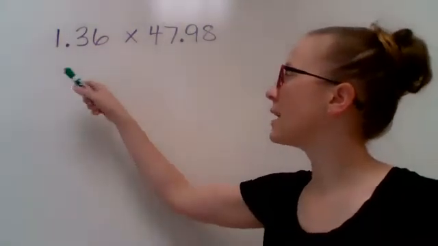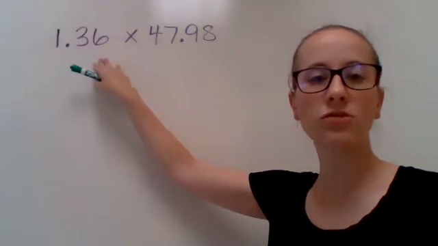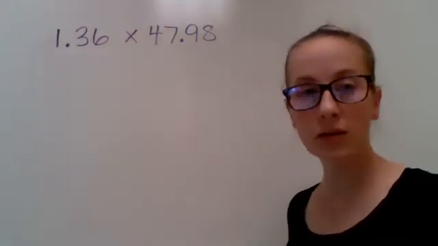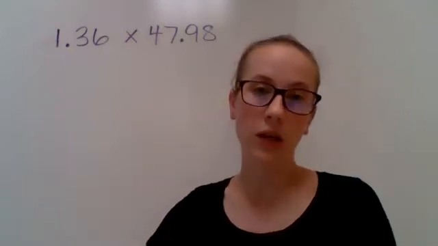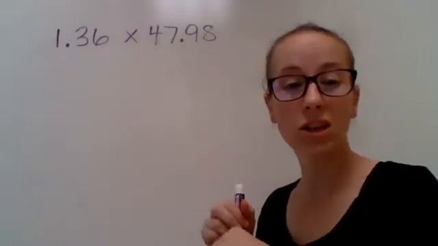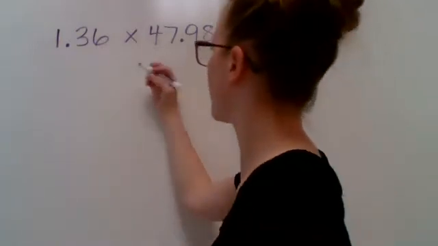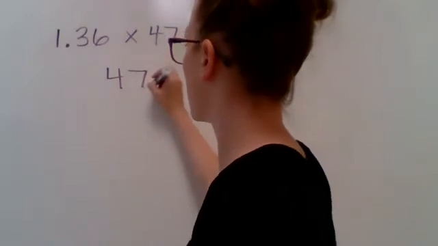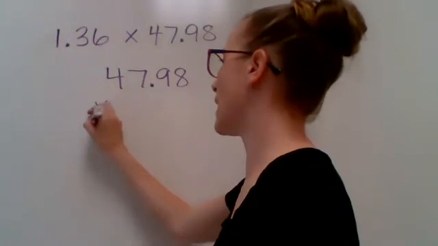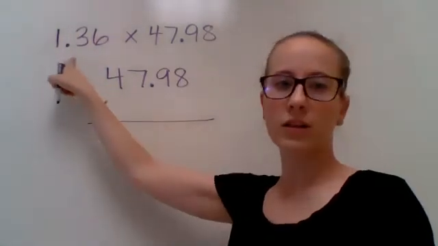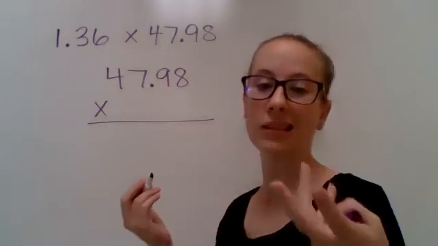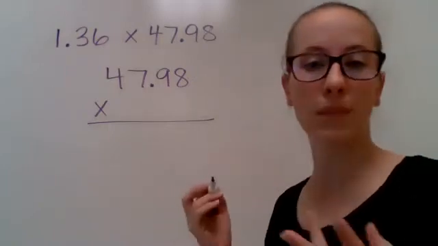So if I read these numbers, it says 1 and 36/100ths times 47 and 98/100ths. If I'm looking simply for the longest number, I can notice pretty quickly that 47 and 98/100ths is longer because there are 4 digits. So I'm going to write that on top. 47 and 98/100ths. I'm going to multiply by 1 and 36/100ths. Quick reminder, we don't necessarily have to line up by the decimal, but in this case, they end up lining up just by luck.